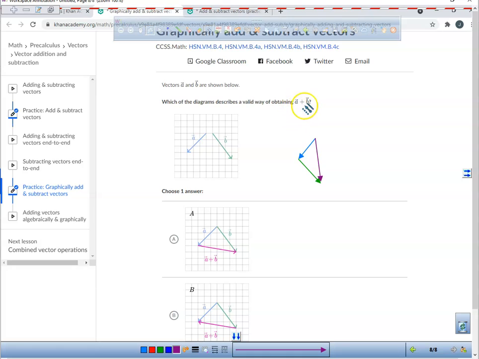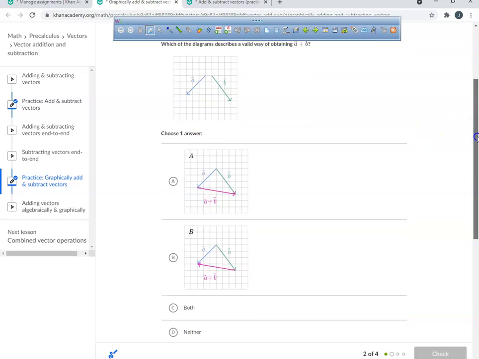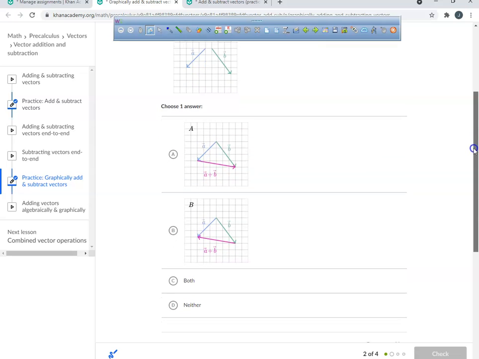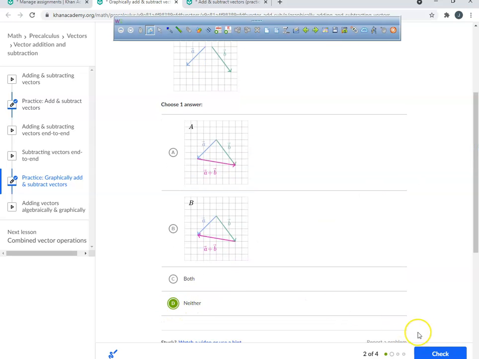I'm just doing, if I say A, because if you do, why do we attach it this way? We're doing tip to tail because we're starting with A and then we're adding B to it. Starting with A, then we're adding B to it. Man, I'm gonna say it doesn't look like any one of them.